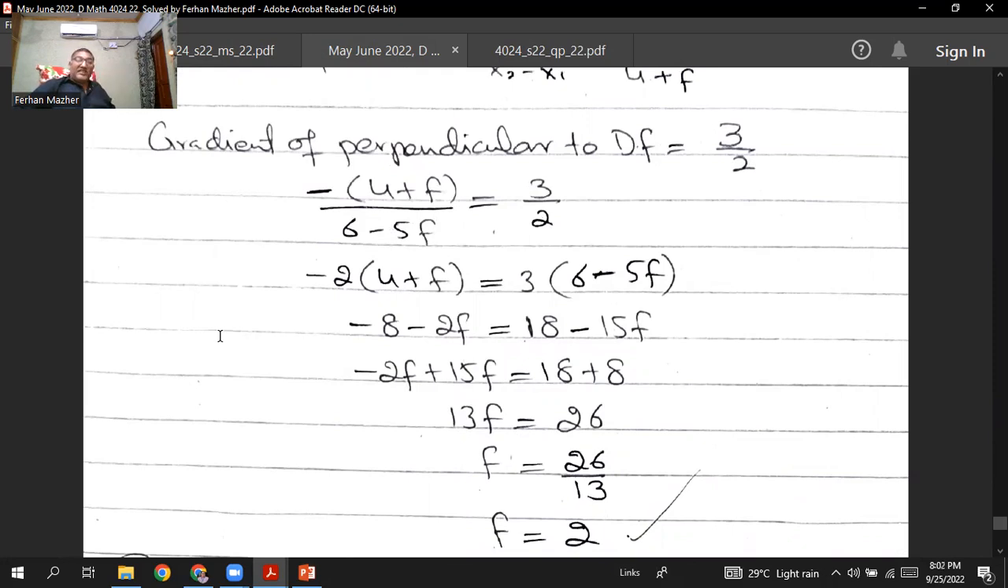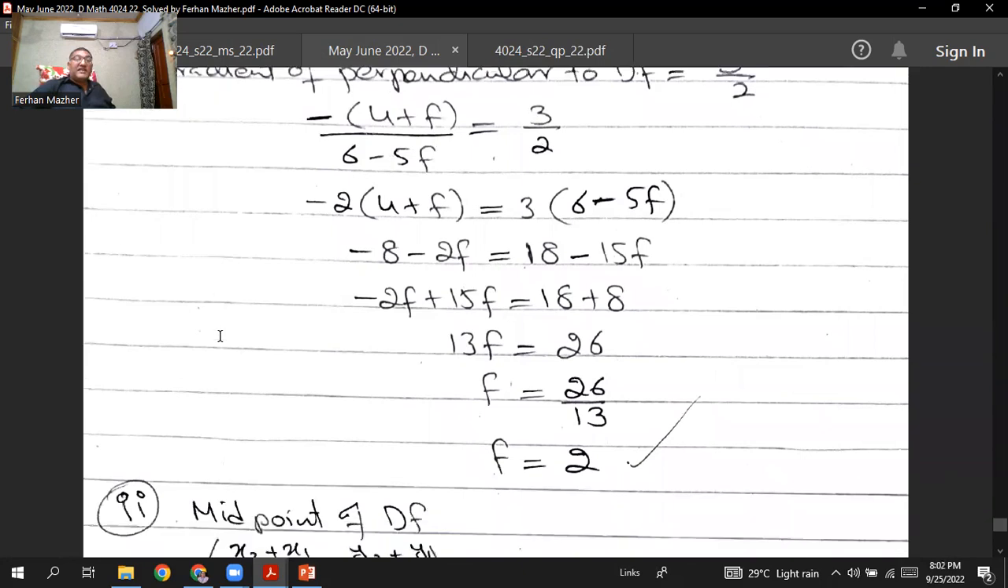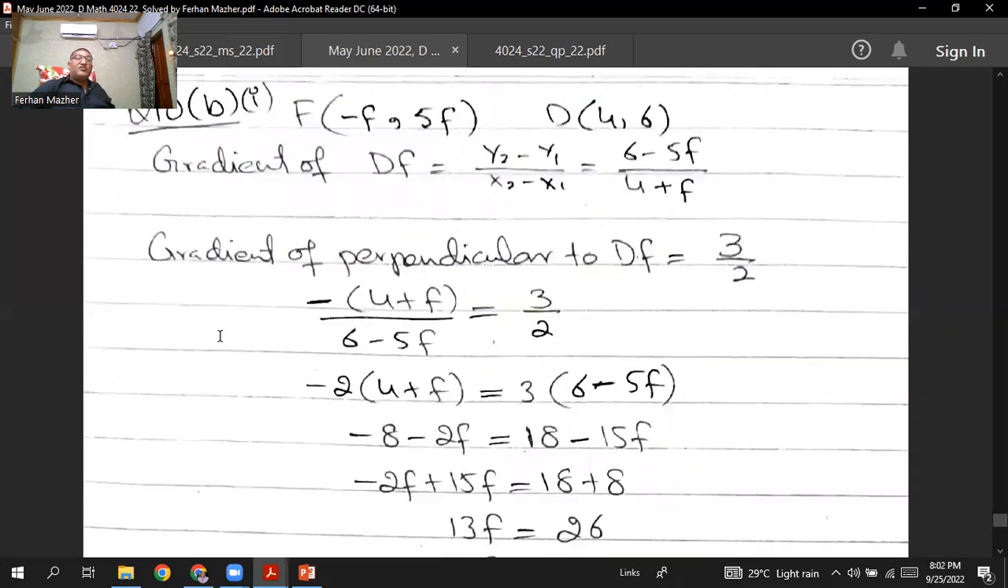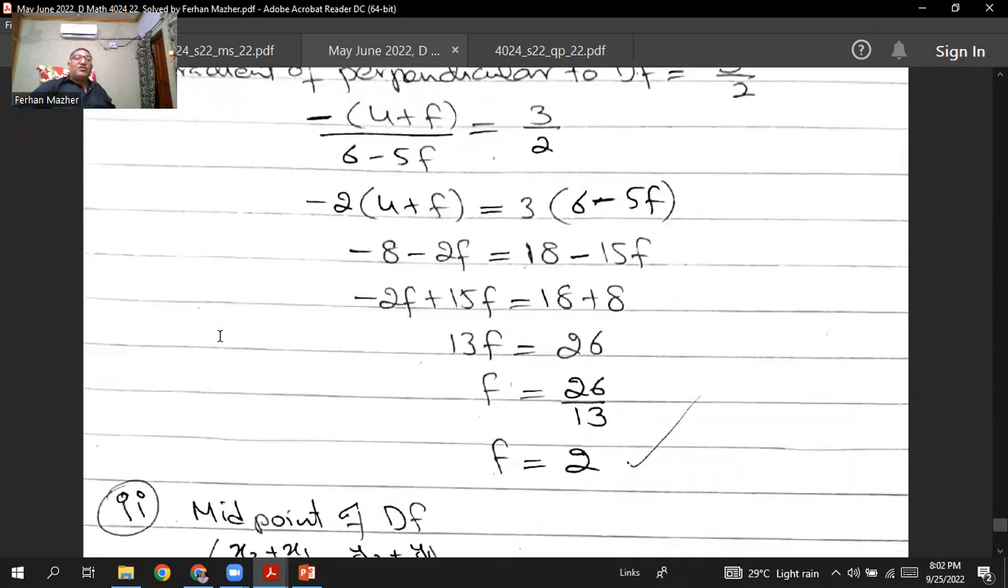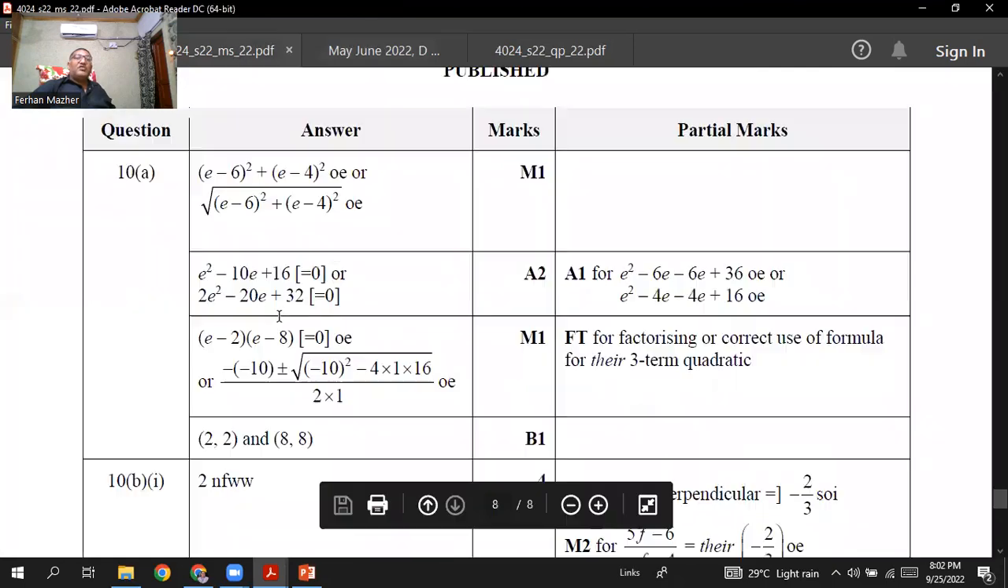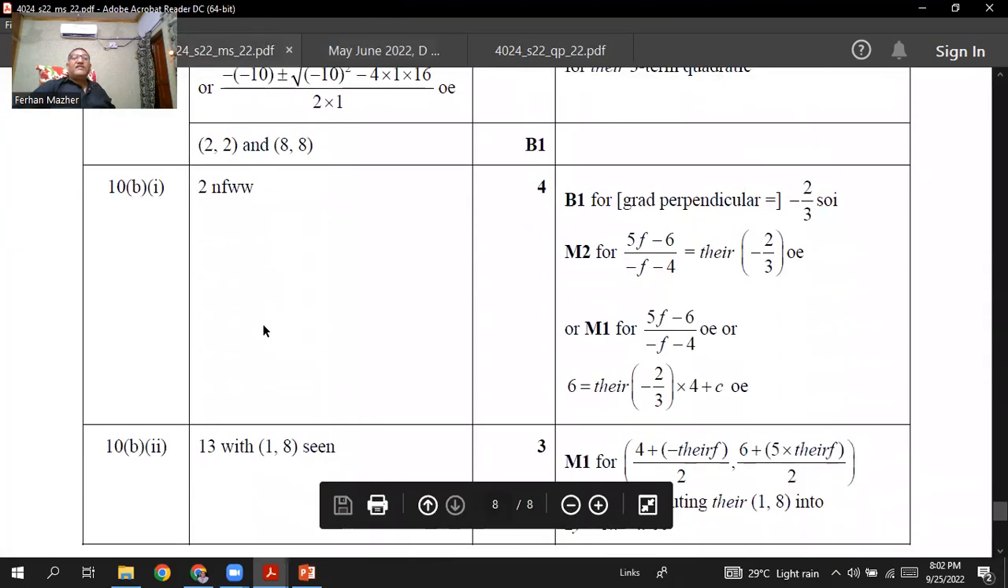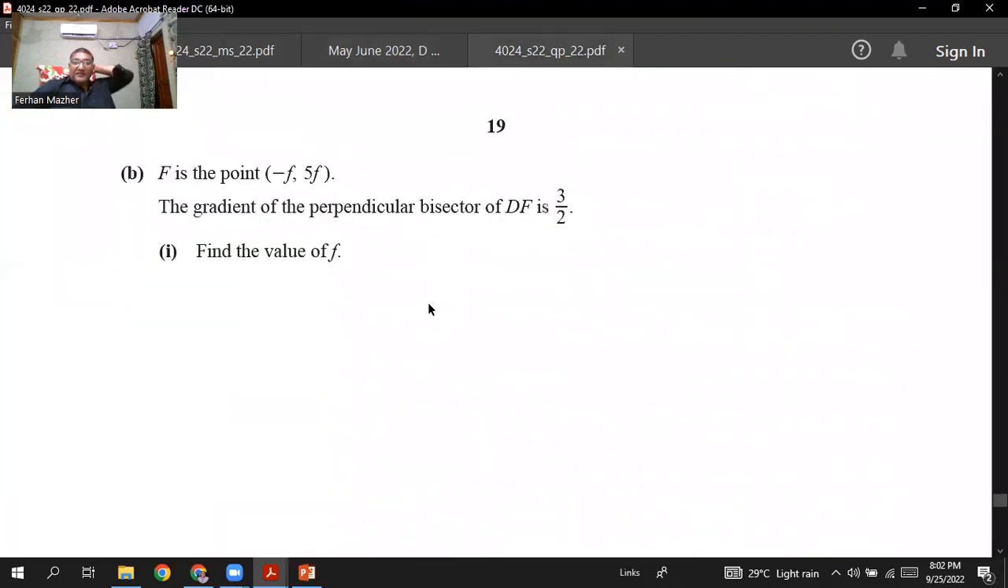13f is equal to 26. So f will be equal to 26 by 13. So f will be equal to 2. So the f value is 2. So let's check. The f value is 2. That is the right answer, sir. So our answer is right. Okay, so we are going to the next part.